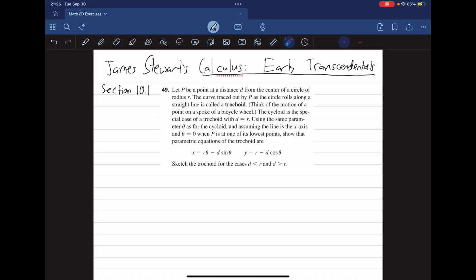So for this problem, I won't be sketching the curves by hand because I plan to present them on Desmos, which I think will give us a better feel for what these curves look like in general, and it will also give us the geometric setup that we will need to work with to be able to derive these parametric equations. So without further ado, let's go ahead and jump to Desmos.